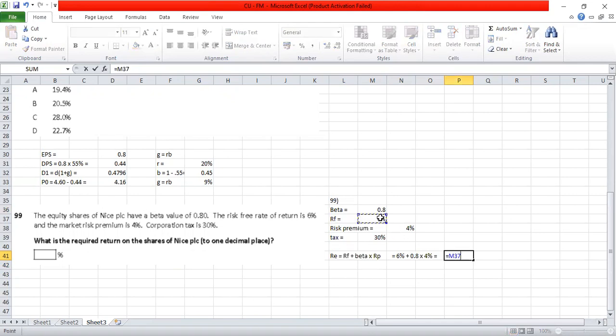Anything to do with the tax rate? No. Tax is applicable only in case of debt capital. So the value is 9.2%.